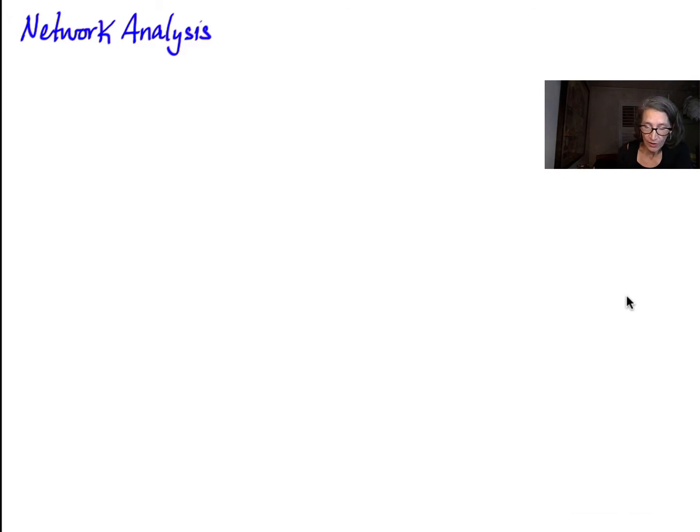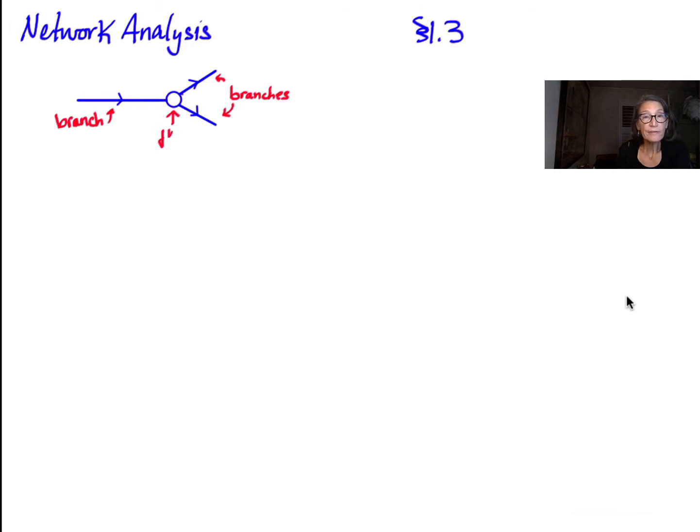So this is another application that's in section 1.3 of our textbook. Network analysis. This is something that engineers do all the time. So this is a simple example of a network. A network has branches, multiple branches coming out of and going into junctions, right? And the basic property of all networks is that the flow in always has to equal the flow out.